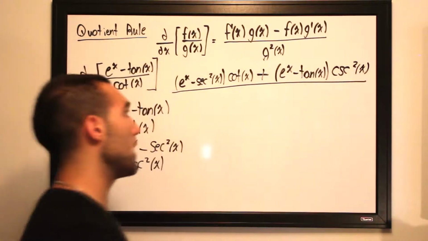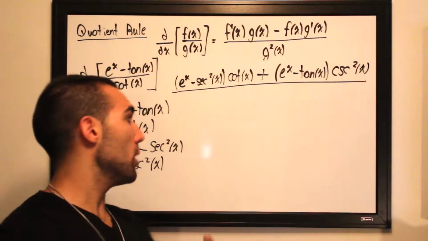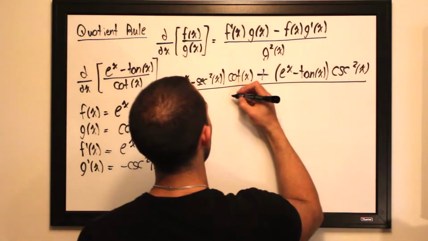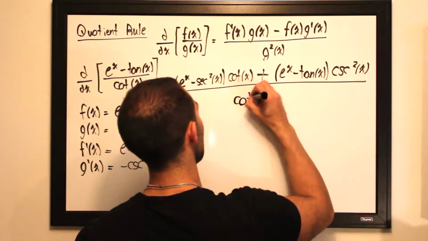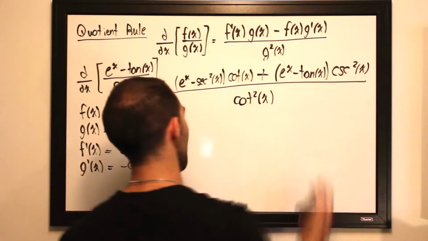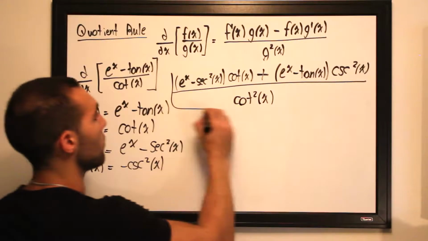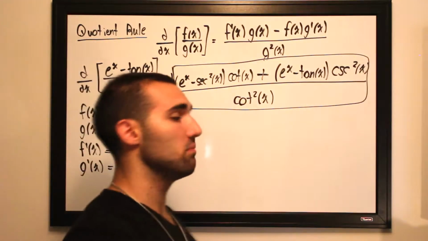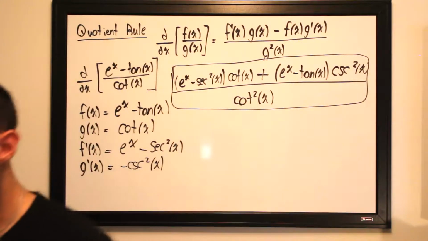And then in the denominator, we will be putting our g, but squared. So our g of x is cotangent of x, and we want to square that. So that will be cotangent squared of x. And that is our full derivative. You could probably do some kind of simplification somewhere, but this is totally fine the way it is.